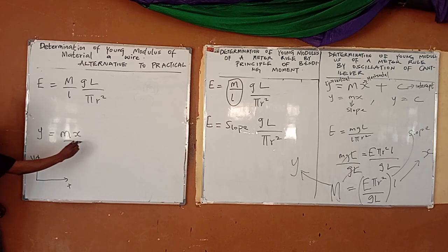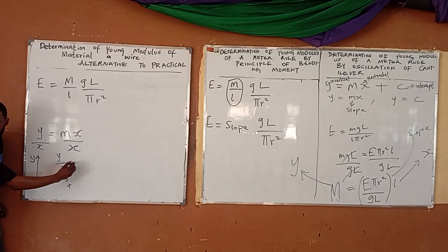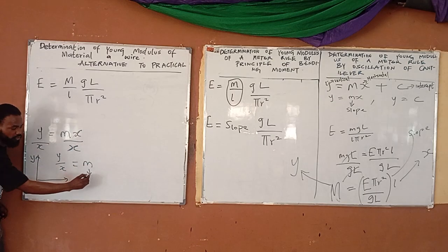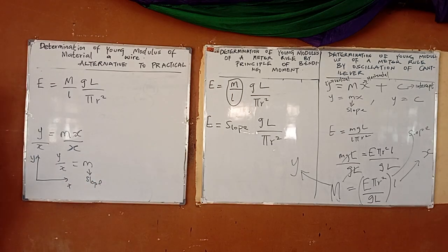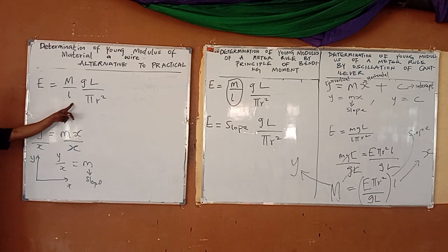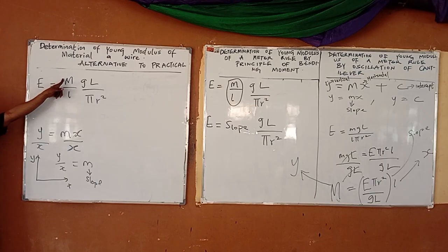I'll divide both sides by what? Is it m or x, Shebi? So that then I have y over x to be equal to what? M, which is what? Slope. Do you agree? You understand this one? And remember that m over L that is here. This one will take the part of y. This one will take the role of x, Shebi.